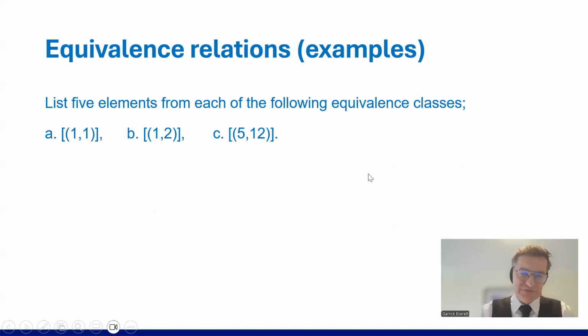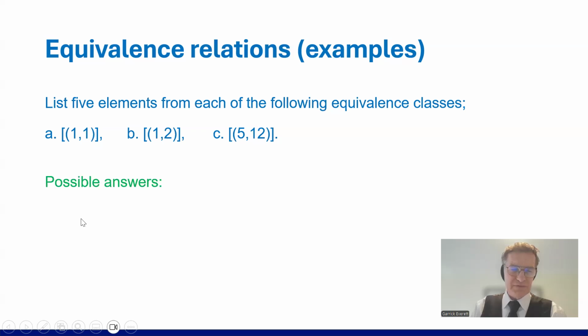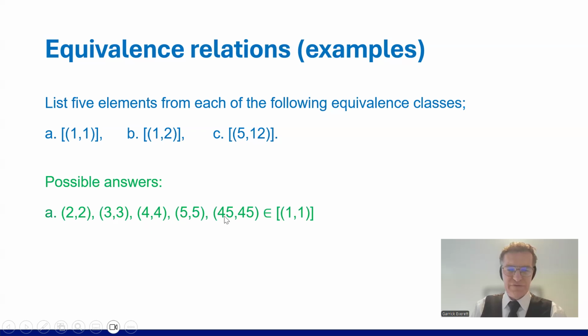Here we go. Another example. List 5 elements from each of the following equivalence classes. So these are equivalence classes. What do we say about that? Well, I'm only wanting 5 elements, not every single one, just 5 elements from the class. So this is a set 1, 1. So whatever this is, the other one is also a 1. It's also the same thing. So what you're doing is you're making an equivalence class of 1, 1. So possible answer, 2, 2, 3, 3, 4, 4, 5, 5, 45, 45 are all equivalent to 1, 1. It's like a subset of 1, 1 in an equivalence class.